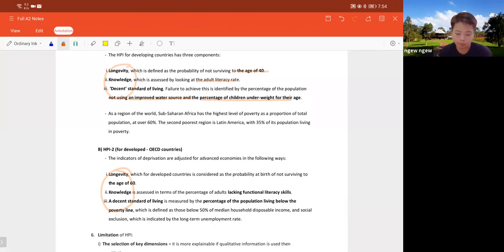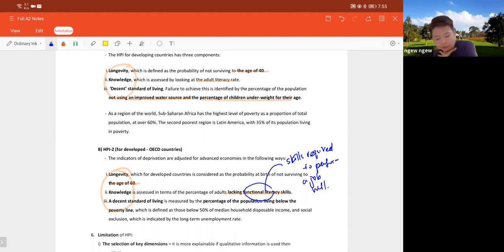However, with HPI-2, if you look at the threshold for longevity, they need to reach up to 60, then it is considered good. It is considered not as poor. And for knowledge, they need people to have functional skill instead of literacy skill. Functional skill means that if people possess the skill required to perform a job well, then you are considered not as poor.